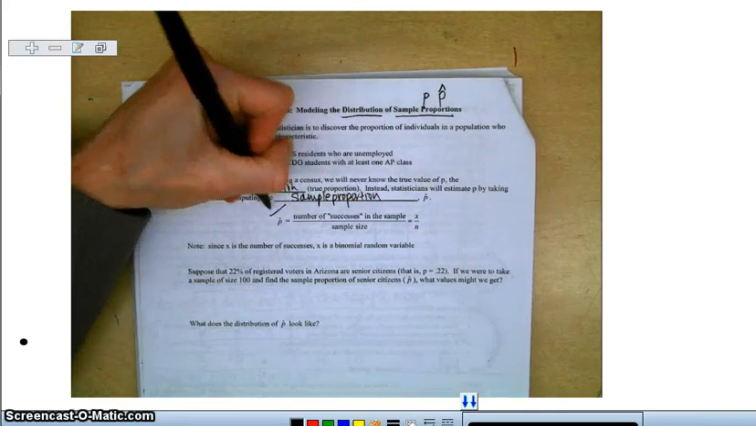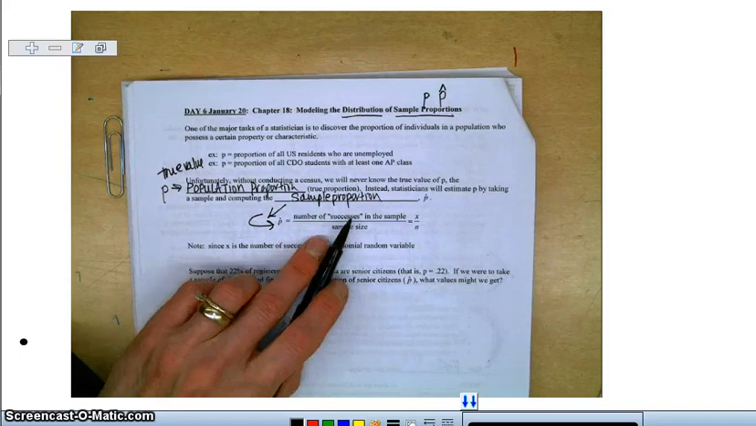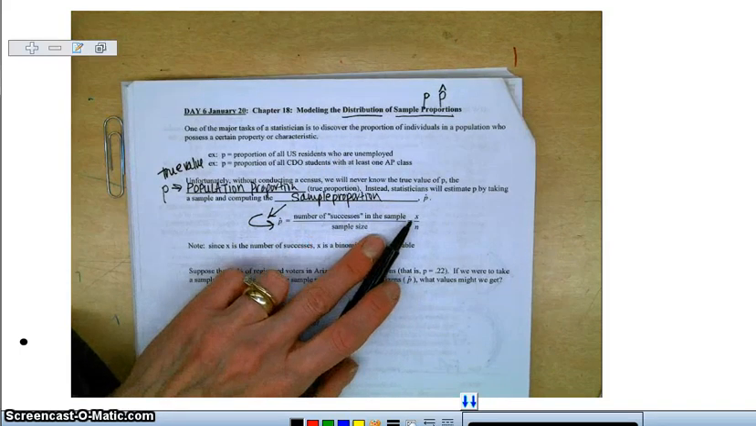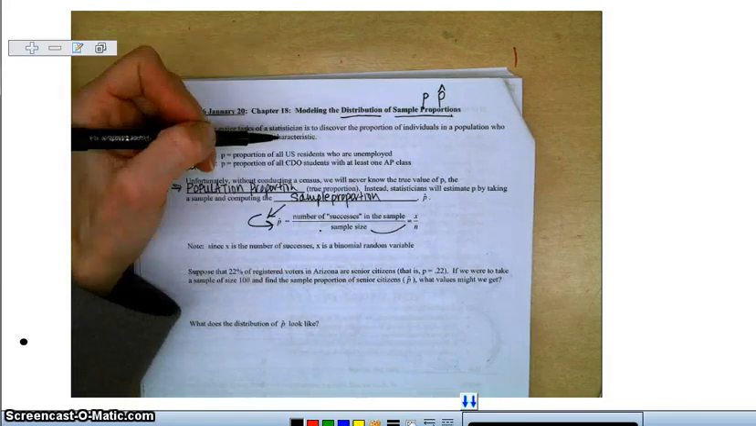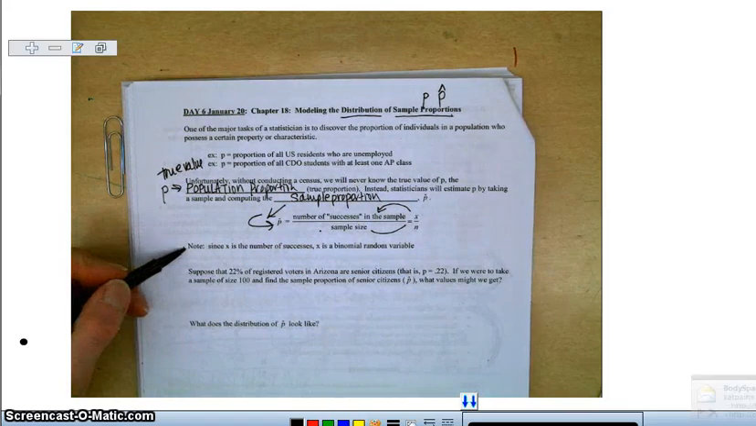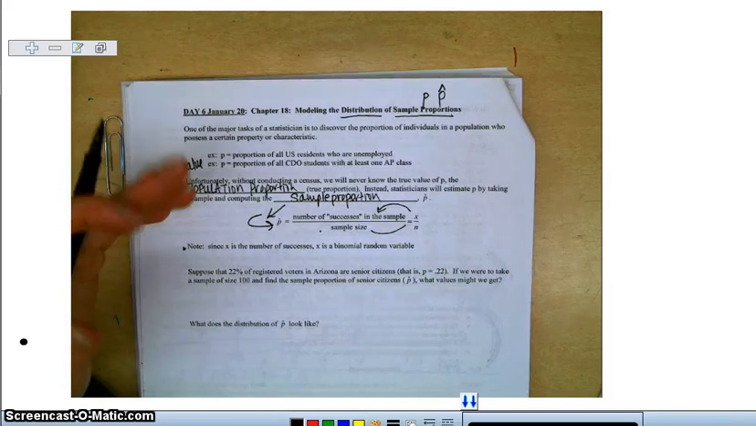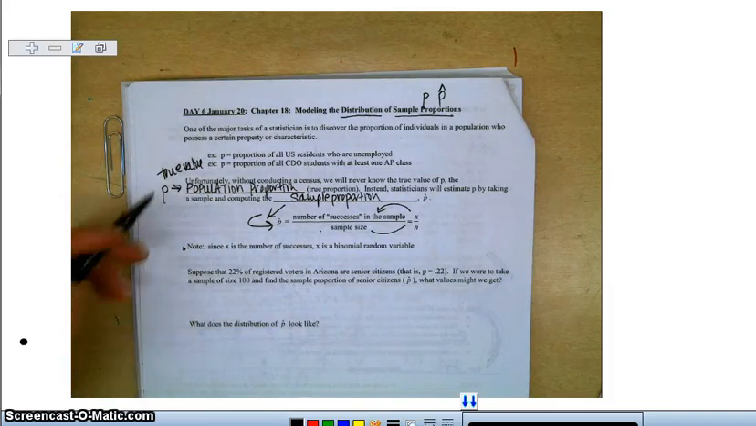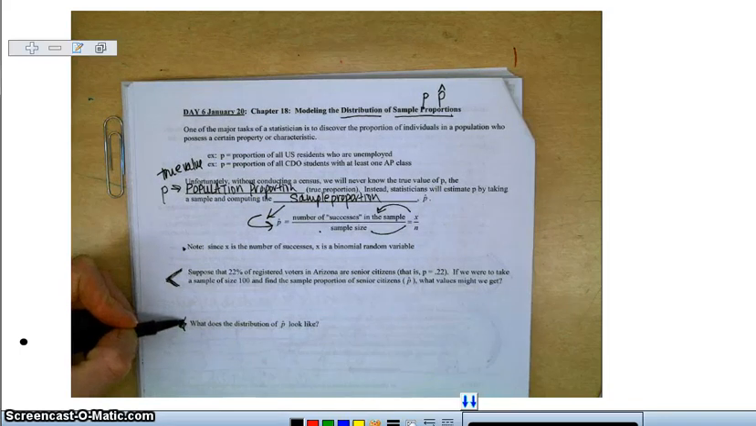Sample proportion is p hat right here. So p hat is the number of successes in the sample, which is x, divided by n, the sample size. n is always the sample size. x is the number of successes. Since x is the number of successes, it is a binomial random variable. So all we're doing for a sample proportion is taking a binomial and dividing it by n. Now we're going to see what the distribution of p hat looks like and then develop formulas on the next page.